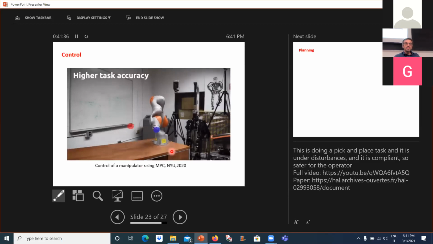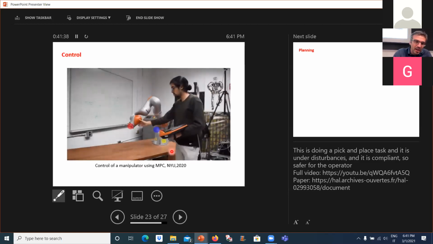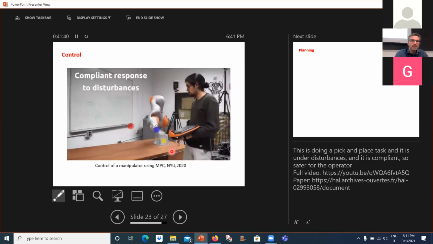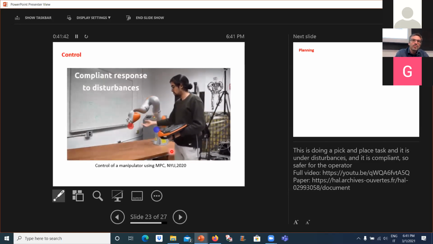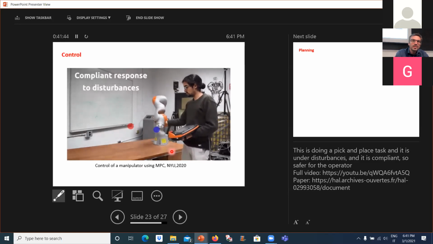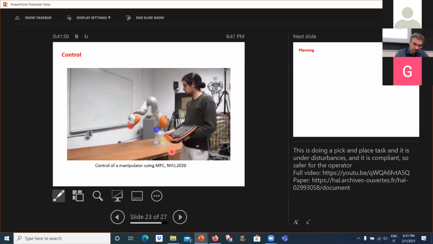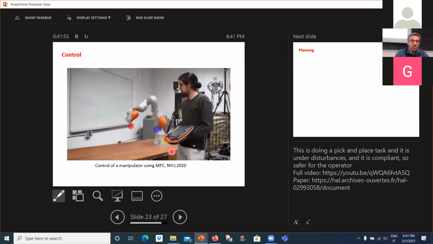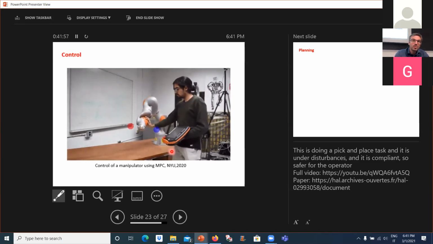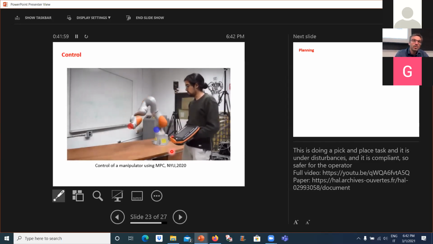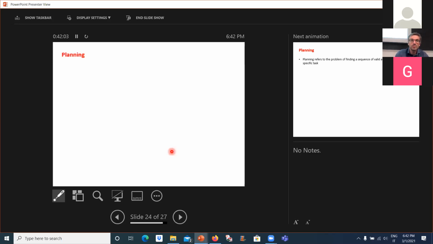So here you see, for example, a task with high accuracy, but then whenever there is interaction, for example with a human, the controller is able to give way from the trajectory. This is exactly what we want to achieve in human-robot interaction: accurate positioning when there is no interaction, and compliance whenever there is interaction.